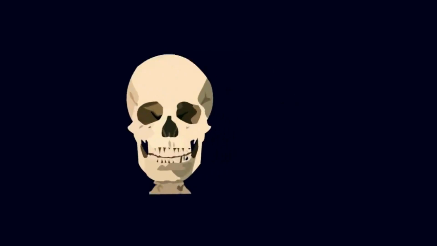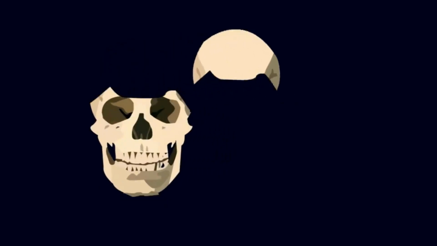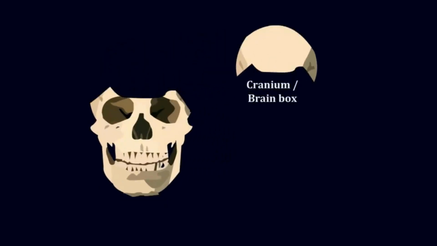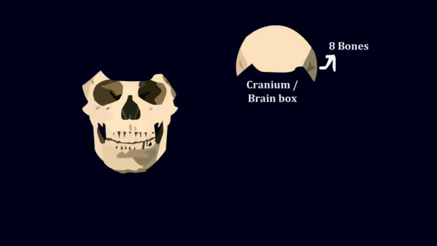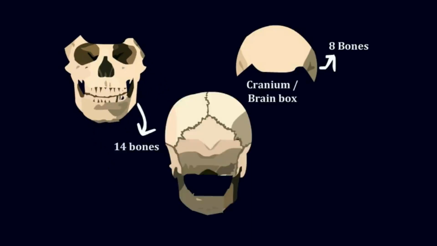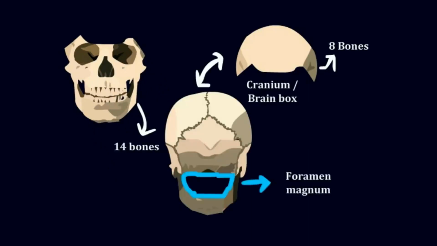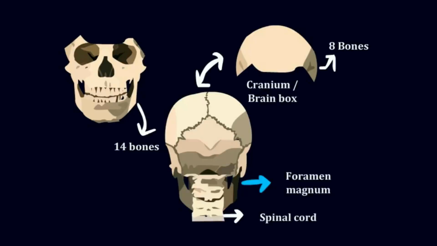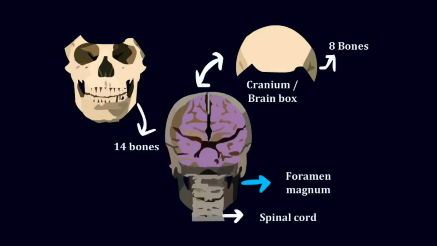It gives protection to the head. It contains two parts. The upper top part is cranium or the brain box, made up of 8 bones. The other part of the skull forms the face, which contains a total of 14 bones. The back part of the cranium contains a large hole, the foramen magnum, through which the spinal cord, after emerging from the brain, continues behind into the backbone.